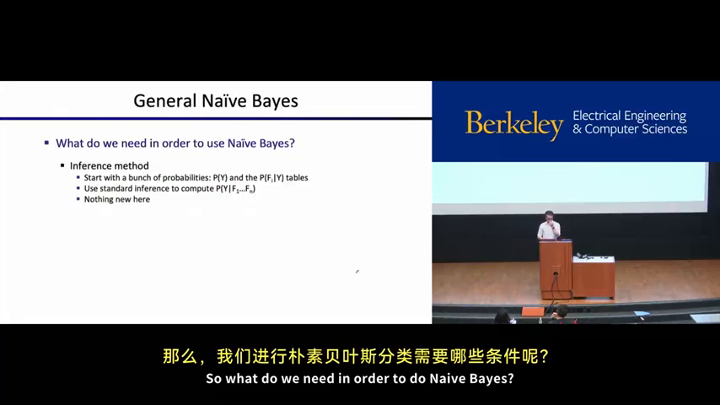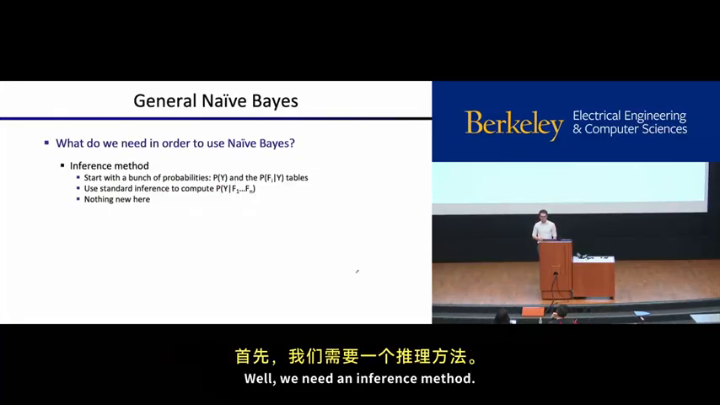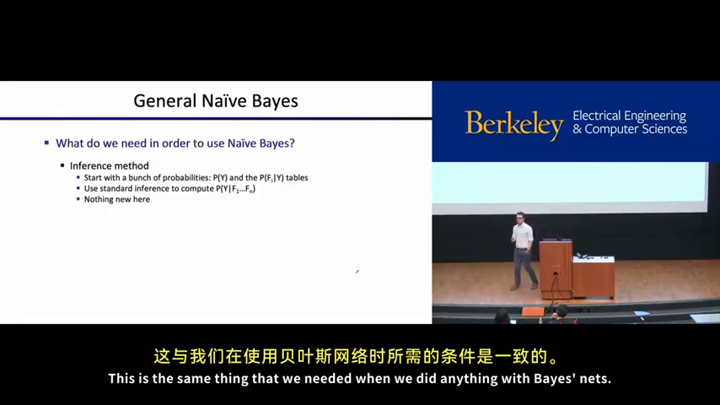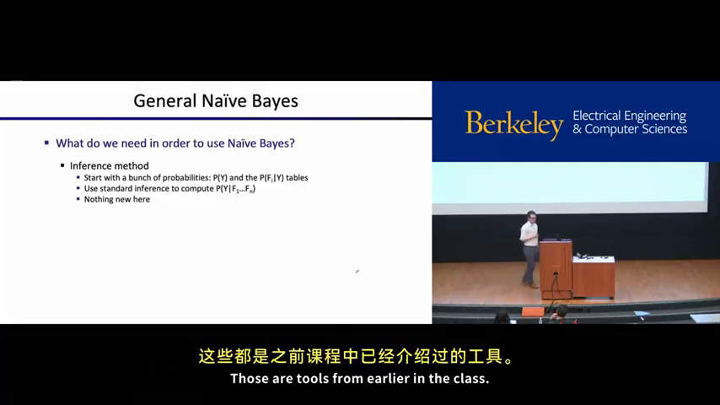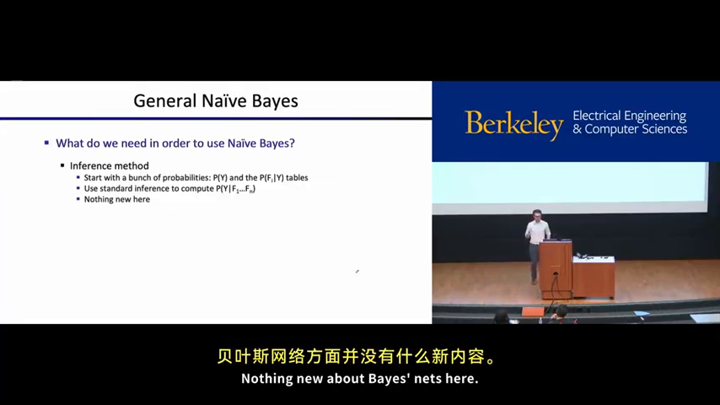All right. So what do we need in order to do naive Bayes? Well, we need an inference method. This is the same thing that we needed when we did anything with Bayes nets. Okay, well, we have that stuff. Those are tools from earlier in the class. Nothing new about Bayes nets here.